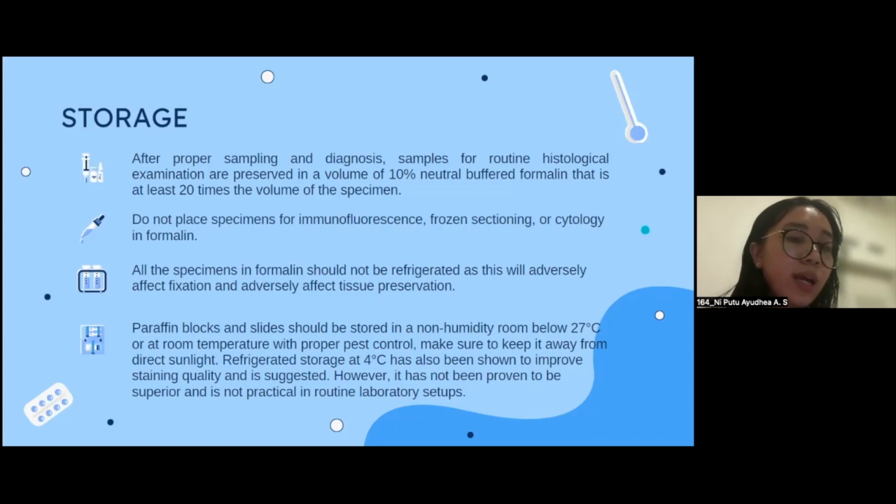Paraffin blocks and slides should be stored in a non-humid room below 27 degrees Celsius or at room temperature with proper pest control. Make sure to keep it away from direct sunlight. Refrigerated storage at 4 degrees Celsius has also been shown to improve staining quality and is suggested. However, it has not been proven to be superior and is not practical in routine laboratory setups.